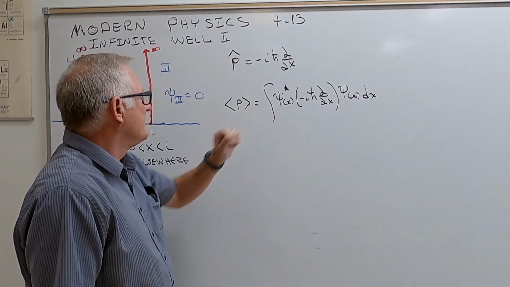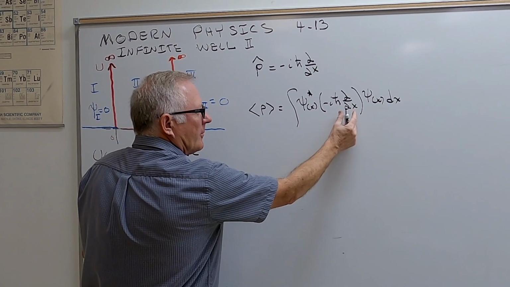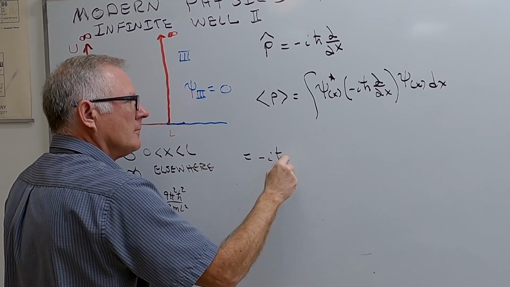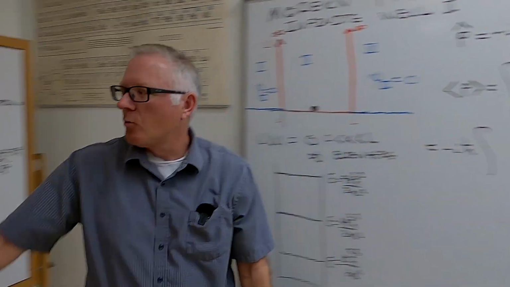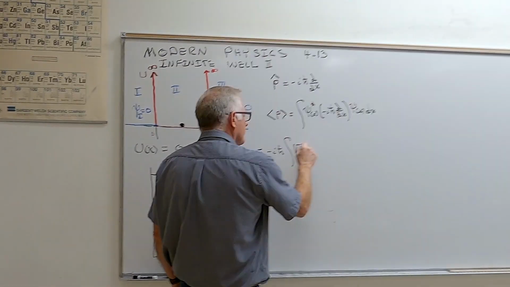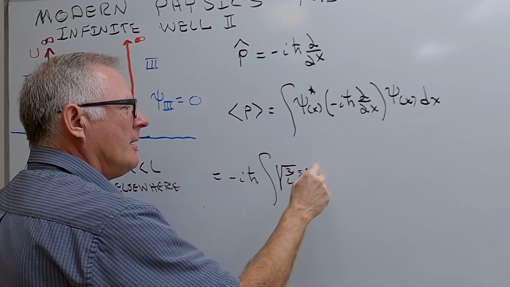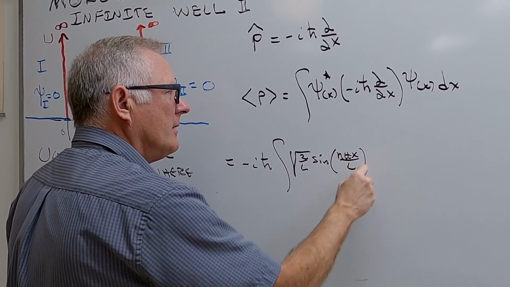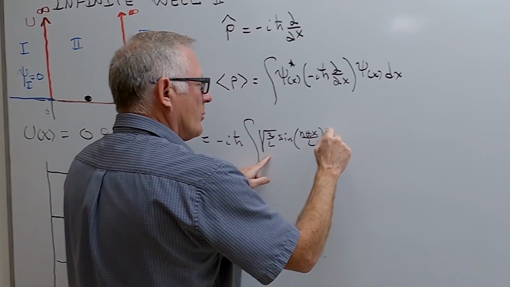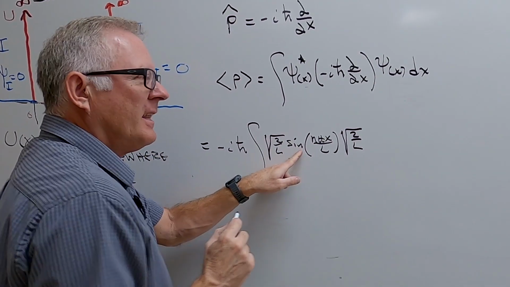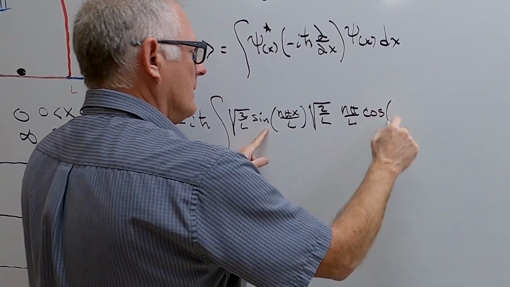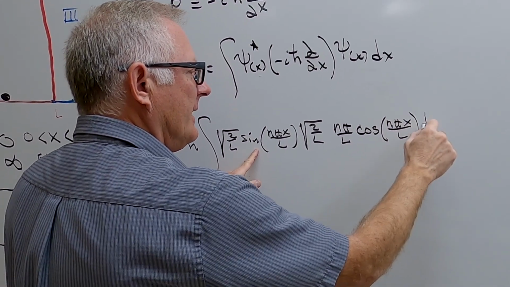Okay, again, the star doesn't matter because our wave functions are real, but we have to put the derivative here. So that means that this comes down to, we'll pull out the minus i h bar. We got the integral. Remember, our psi's were the square root of 2 over L sine n pi x over L. So there's the psi. And then I'm going to get a derivative of this right here, which means I get another square root of 2 over L, and then a derivative of this. The derivative of this is n pi over L cosine n pi x over L dx.